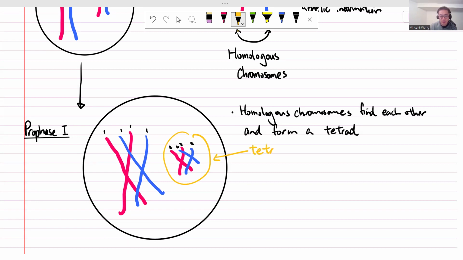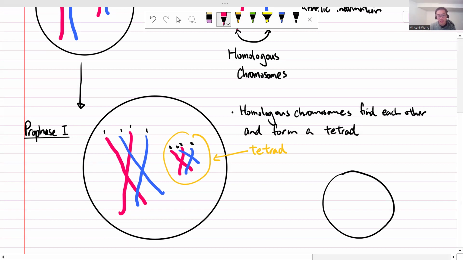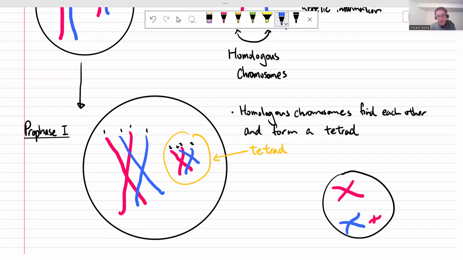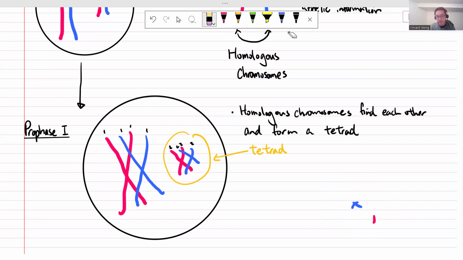is a tetrad. Now, this does not happen in mitosis. In mitosis, don't draw this, but after duplication, they just randomly exist in the cell. The pairs don't find each other. But in prophase 1 of meiosis, they find each other. So that's a difference between mitosis and meiosis. Do you guys understand what I mean here?